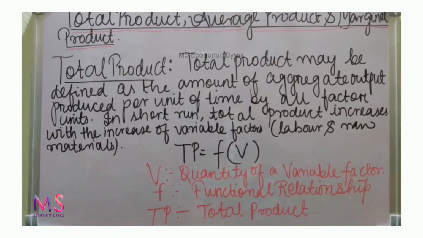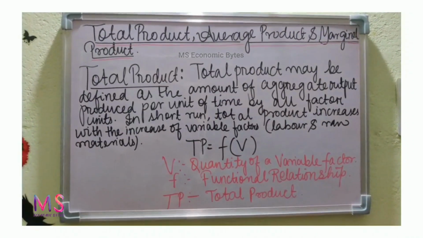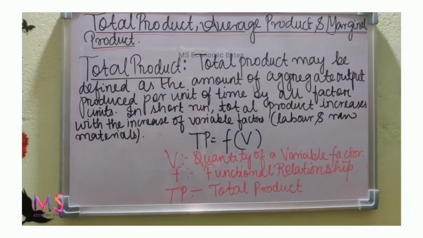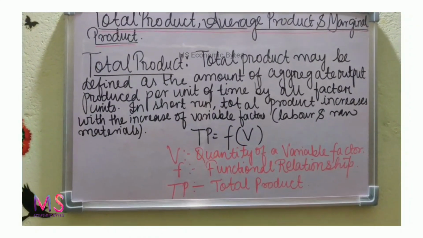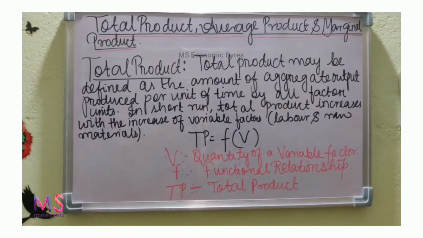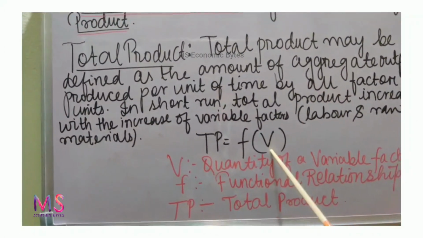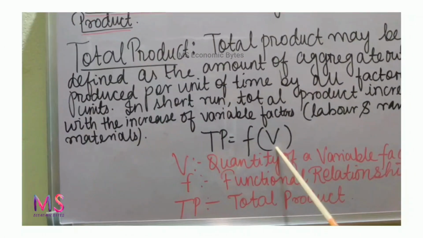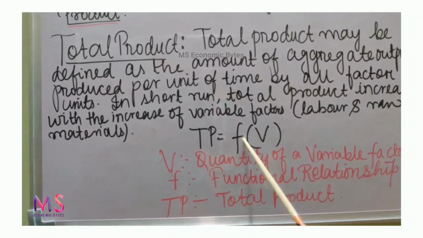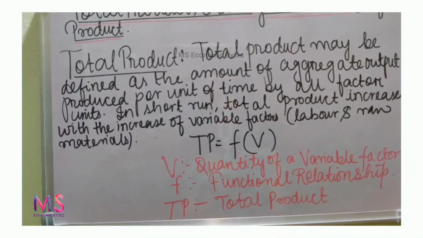In the short run, we know that we cannot change the fixed factors. So the total product increases by changing the variable factors, that is by increasing the variable factors like labor, raw materials, etc. So total product is a function of V. Now V is the quantity of a variable factor, F is the functional relationship, and TP is the total product.